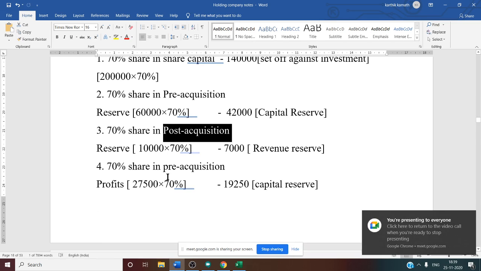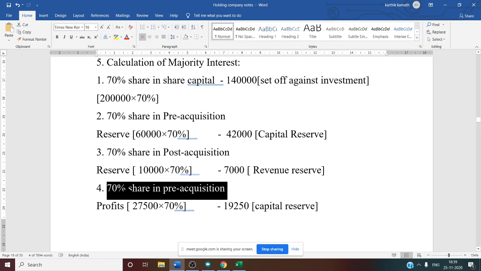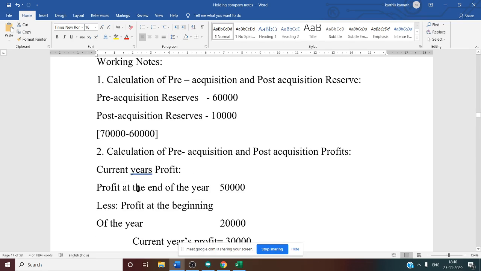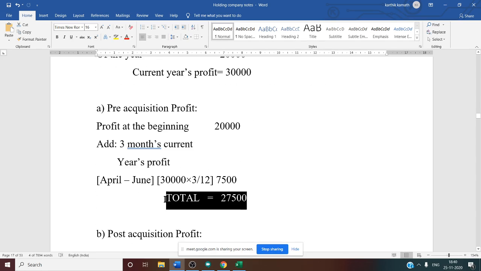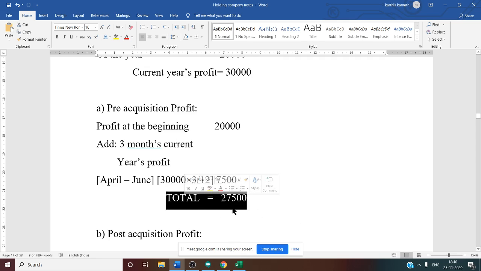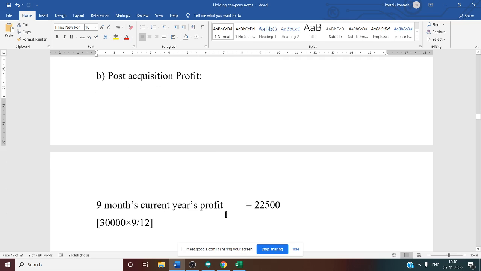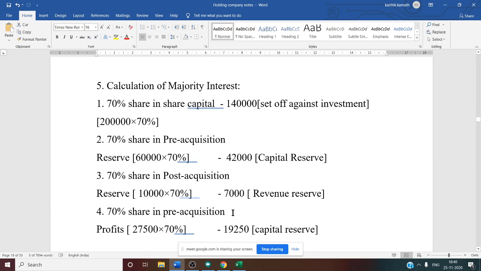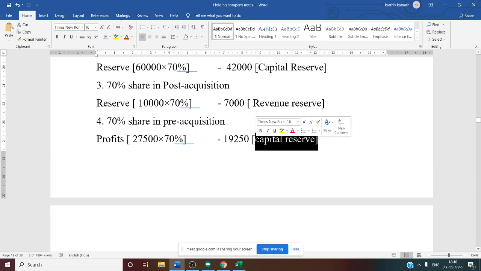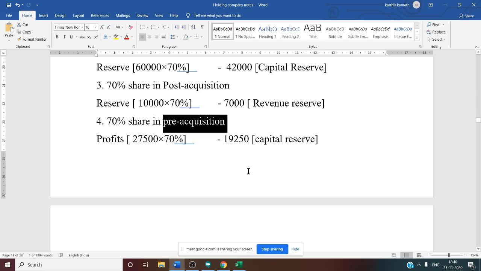So now, 70% share in pre-acquisition profit. For this we have to see the pre-acquisition profit working note, that is working note number 2. There we have found the total of 27,500 as pre-acquisition profit, and we should not take the current year profit; we have to take pre-acquisition profit. So 27,500 into 70% gives 19,250. This is capital reserve. Why? Again, it is long term in nature. Pre-acquisition, long term in nature.